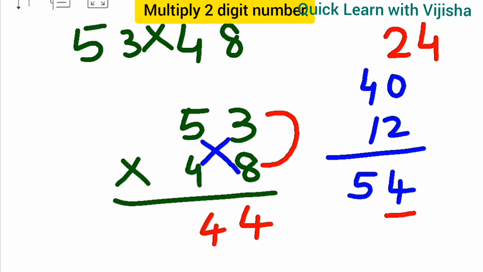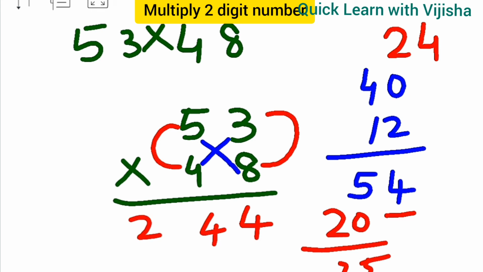Same way this side also we will multiply 4 5s are 20. So I will write under 5. So this will give you the value as 25. So I'll write here directly 25. So the answer will be 2544.